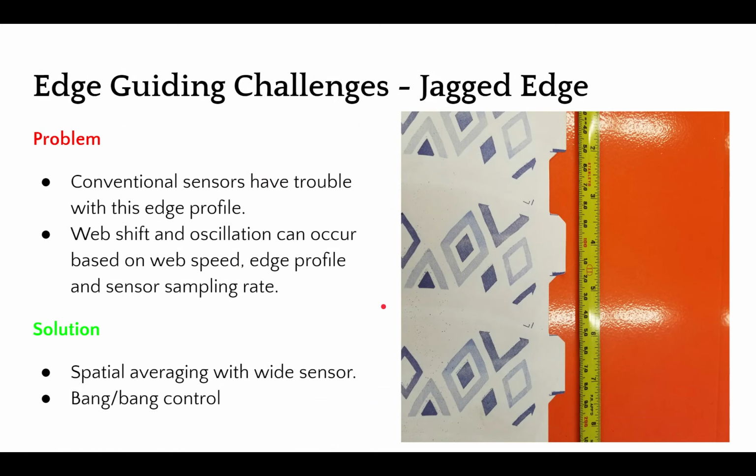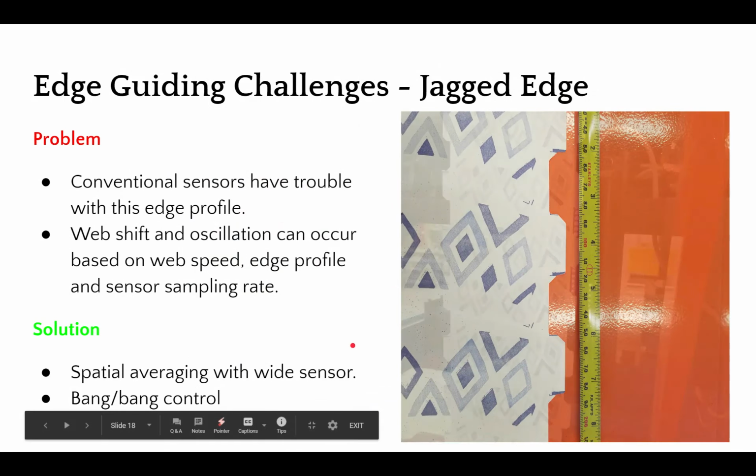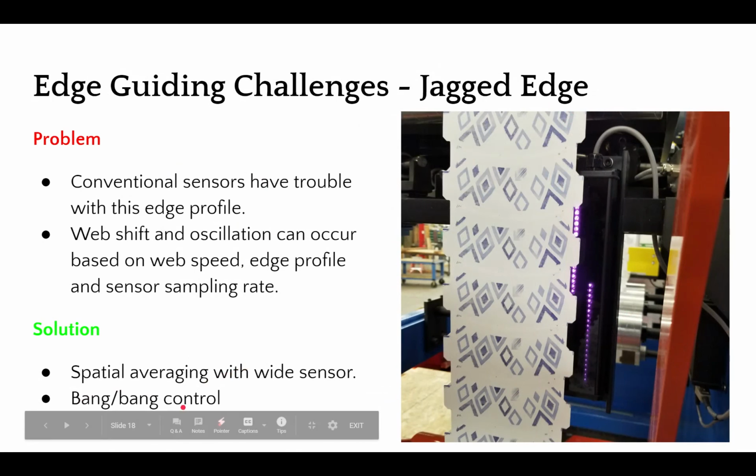So how do you tackle such a kind of a web? Now, we did temporal filtering, that is time-based filtering. We can also do space-based filtering or spatial filtering, and use what we call a bang-bang control to do it.